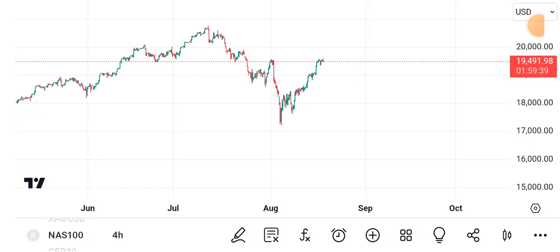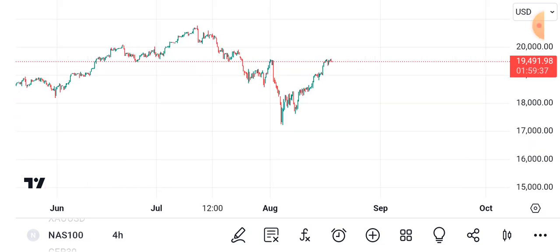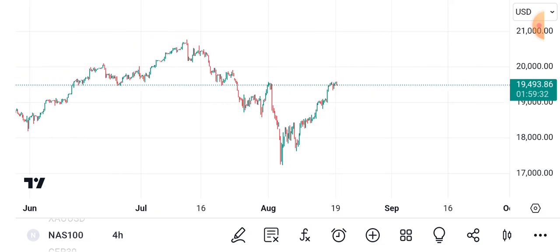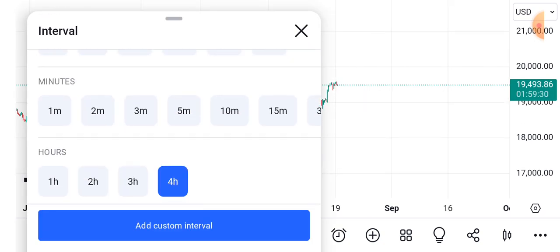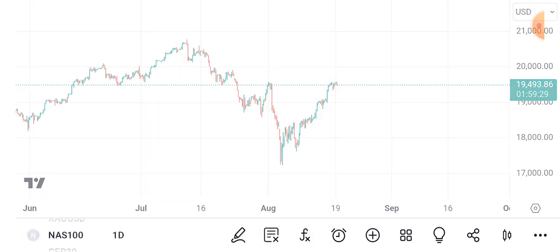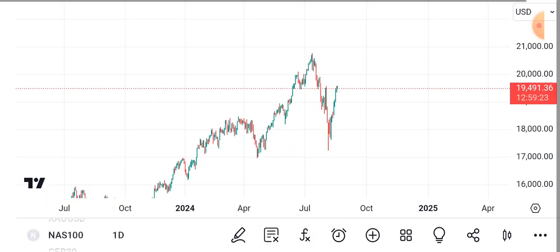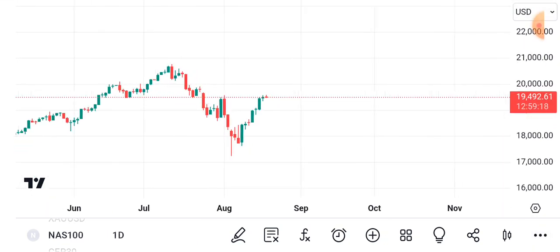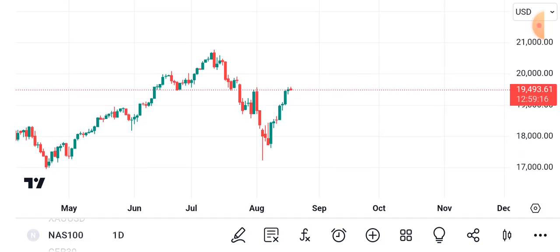So, guys, today I'm going to analyze Nasdaq, gold, and US30. I'll start with Nasdaq. When I analyze Nasdaq, I start from the daily time frame so that I can get a clear view. Daily time frame for me is the same as the weekly, but on daily it shows more information than the weekly.